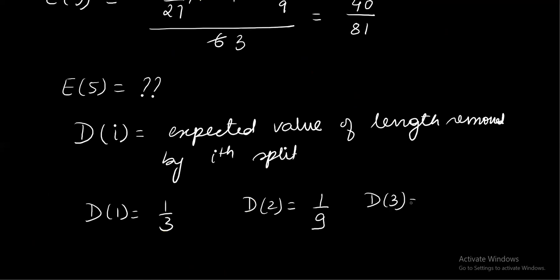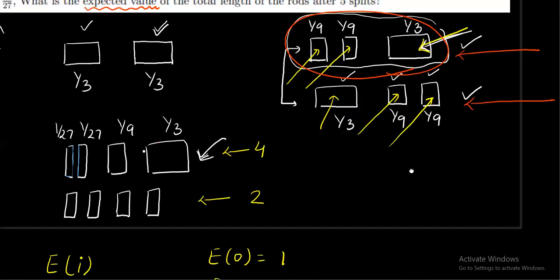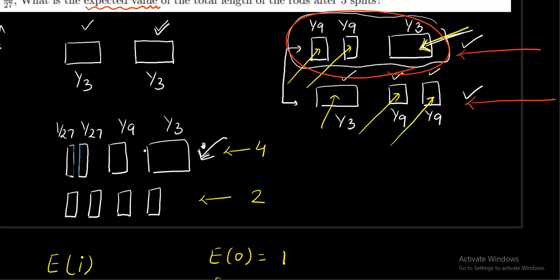Similarly, when you evaluate D3, it will be evaluated in the same way. But D3 means after the third split, so many cases are there, right? After the third split, you will be removing 1 by 27th part, 4 such cases will be there. And here the portion that we'll be removing will be 1 by 9, 2 such cases will be there. So total divided by 6 we will have to do.